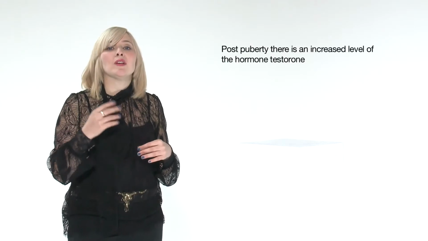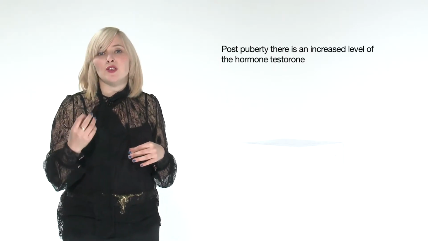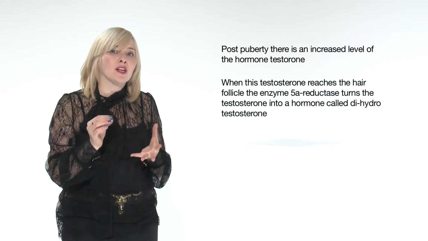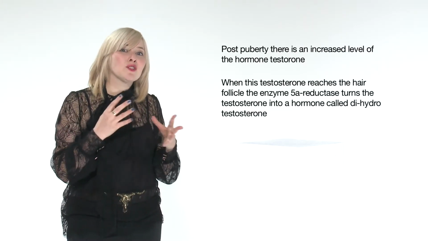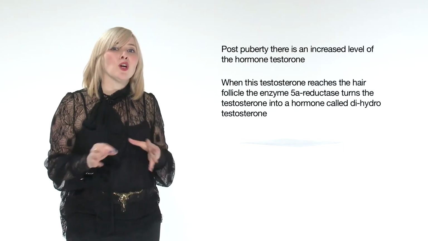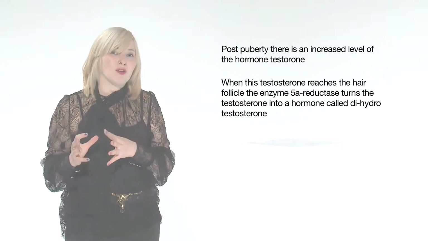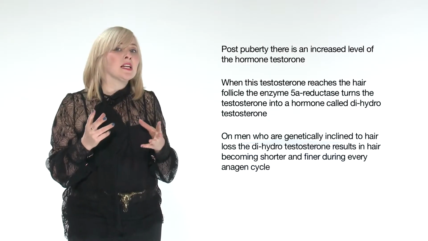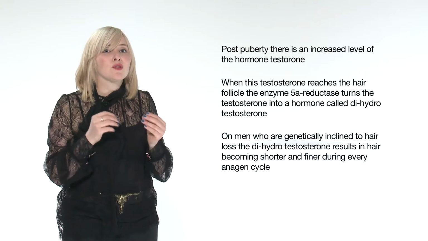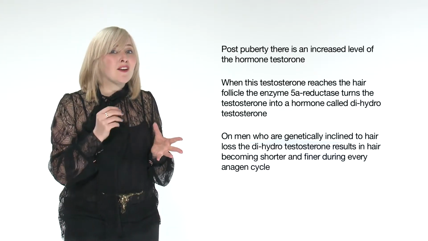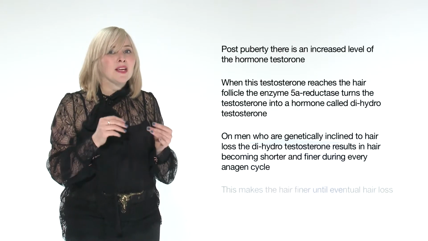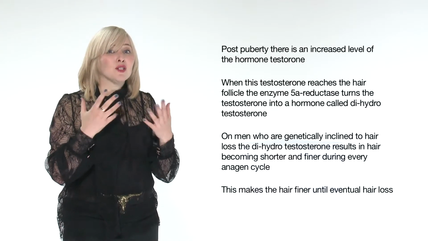Post-puberty, when there is an increased level of the hormone testosterone, when the testosterone reaches the hair follicle, the enzyme 5-alpha reductase turns the testosterone into the hormone called dihydrotestosterone. On men who are genetically inclined to hair loss, the dihydrotestosterone results in hair becoming shorter and finer during every anagen cycle, making the hair finer until eventual hair loss.